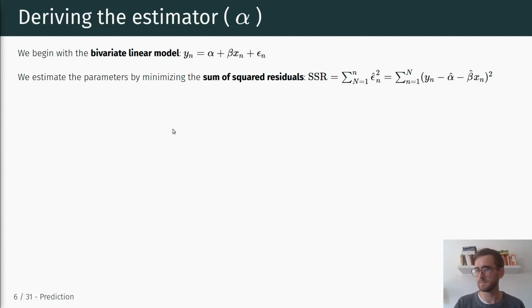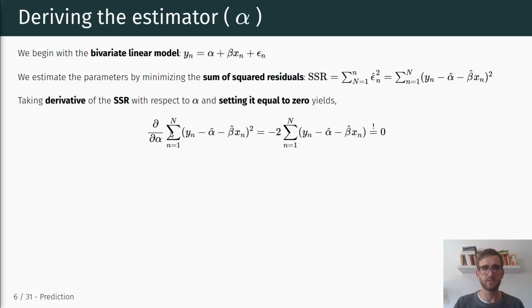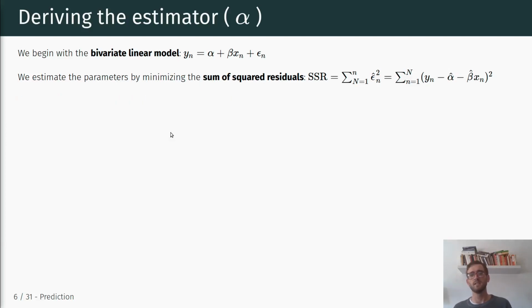All right. So how do we find the parameters alpha hat and beta hat? How do we find our estimates that minimize the sum of squared residuals? Well, this is a basic minimization problem where we have some objective function, in this case the sum of the squared residuals, and we have two parameters, alpha and beta.